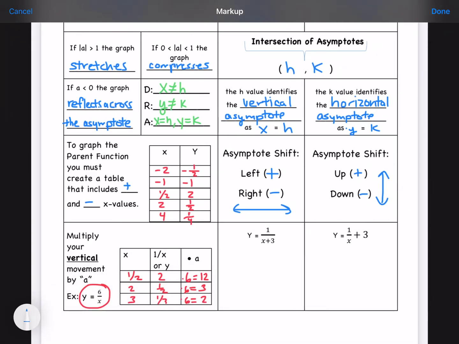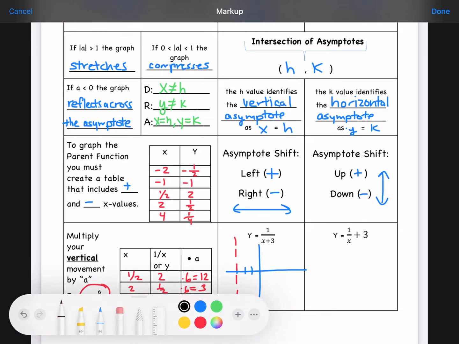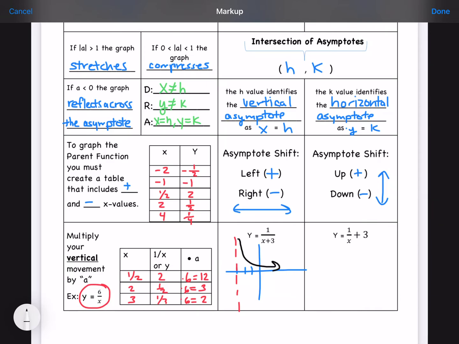All right, if you have y equals 1 over x plus 3, which direction is that shifting? Is it shifting left or is it shifting right? Left. Why? Because it's positive. It lies to you. The x lies to you. So it shifts 3 to the left. So that means 3 to the left, we will have an asymptote right there. And the graph looks something like that. So it shifted left 3.